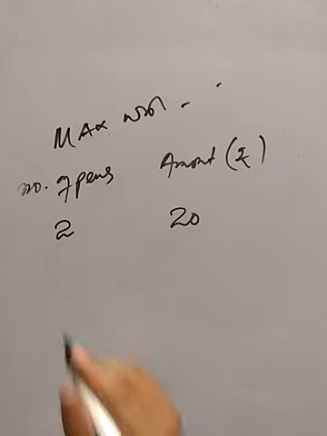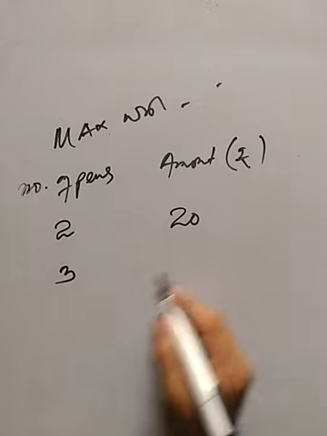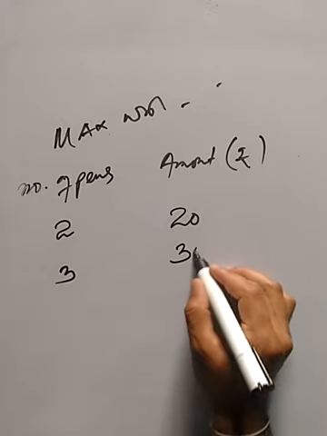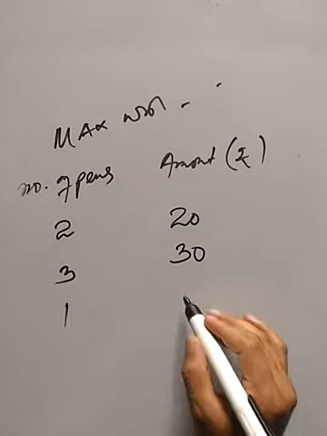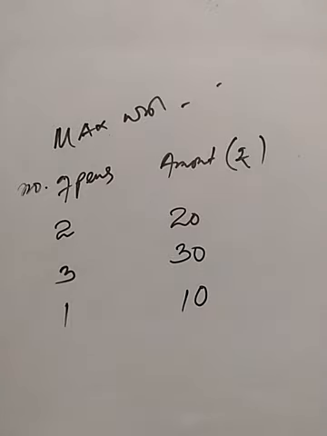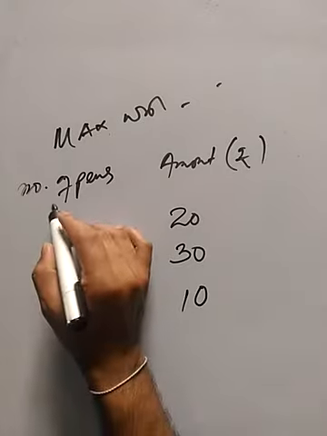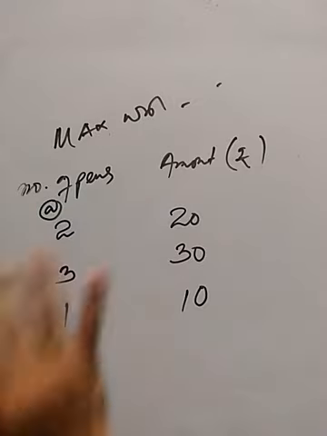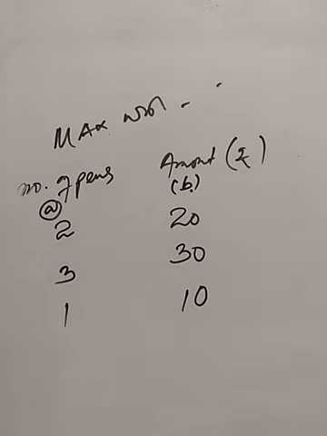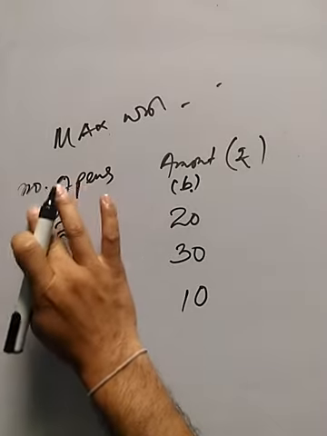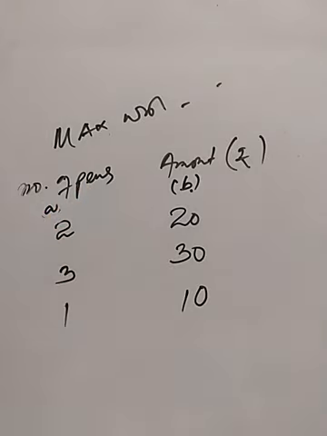And again you're buying 3 pens, and you'll be paying here 30 rupees. If you buy here 1 pen, I'm sure you'll be paying here 10 rupees. So this number of pens is actually a quantity. You can just write here quantity A, and this is your quantity B. Okay, please look at here.